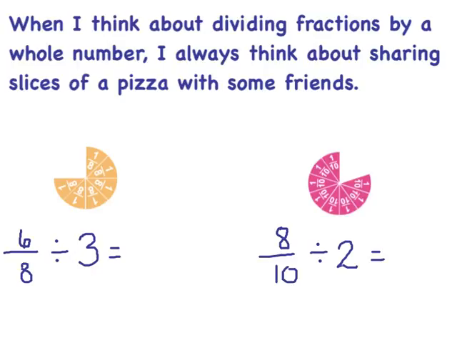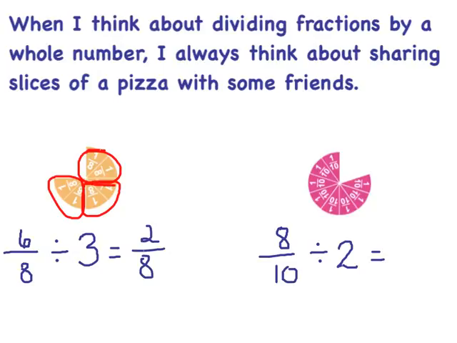If I were to actually do that, it would be real simple to see that if I had 3 friends, they could each come up and get 2 slices. One friend would get 2 slices, the next friend would get 2 slices, and the next friend would get 2 slices. So that means each of my friends would get 2/8. Well, let's look at the next one.